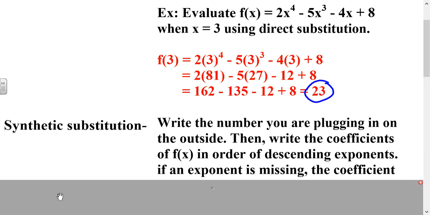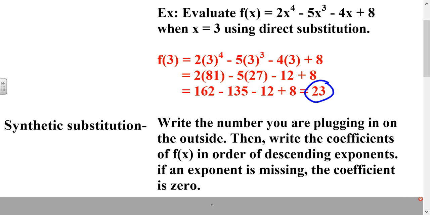Now this one is my favorite. I just really like it. Synthetic substitution. This is a different method for substituting in a variable. I feel like it's easier to do mentally than direct substitution. So if you have something that you need to plug in really fast, then you can use synthetic and it works really, really fast mentally. So I like this one.